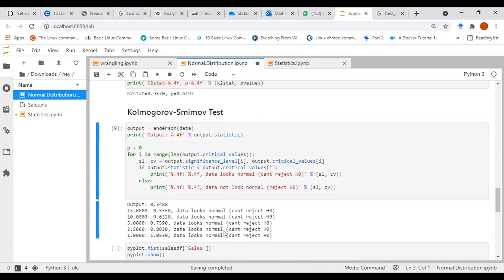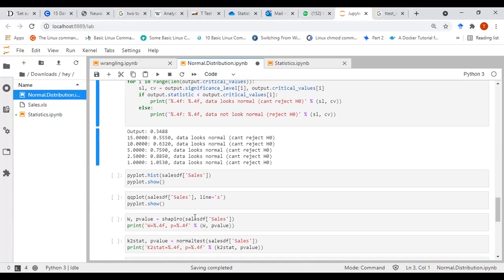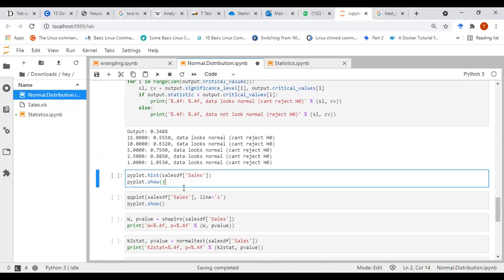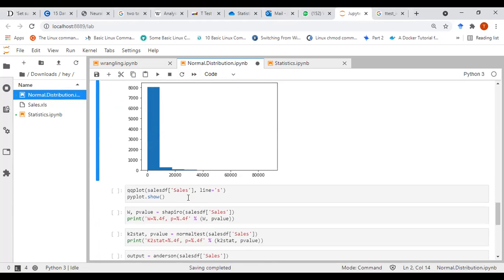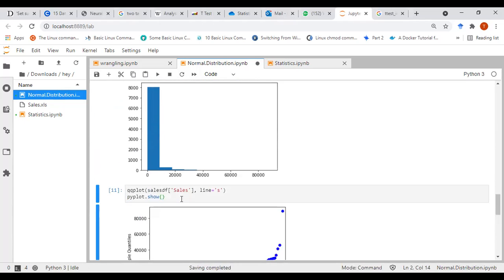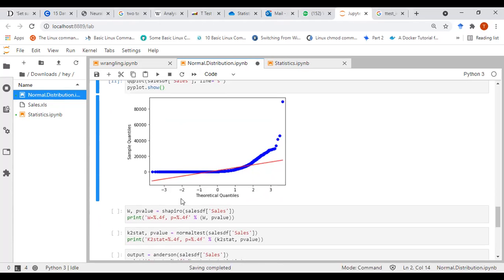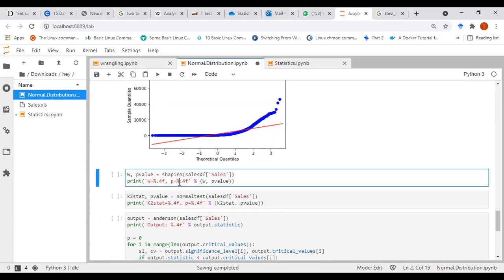Data looks normal, looks normal, looks normal. So in this case, it is everything, because obviously I've generated it from the normal distribution. So if I plot the histogram of sales, sales is very bad. The QQ plot should be horrible as well. It's not lying on the straight line.